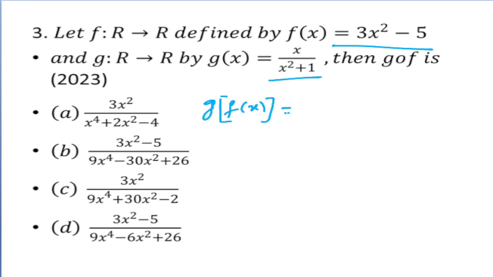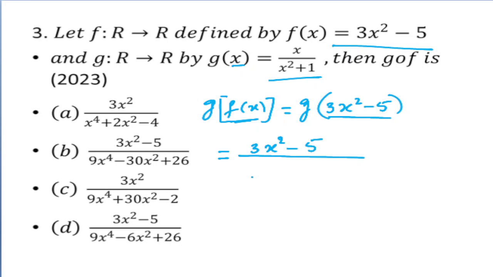g of f of x is equal to, what is f of x? f of x is 3x square minus 5. Then here we'll write in place of f of x, just replace the function 3x square minus 5. Now put this function in place of x in g of x. So in place of x, if you put this function 3x square minus 5 in g, in the numerator we have x. So in place of x, we are going to get 3x square minus 5. Wherever you have x, we are going to get 3x square minus 5.